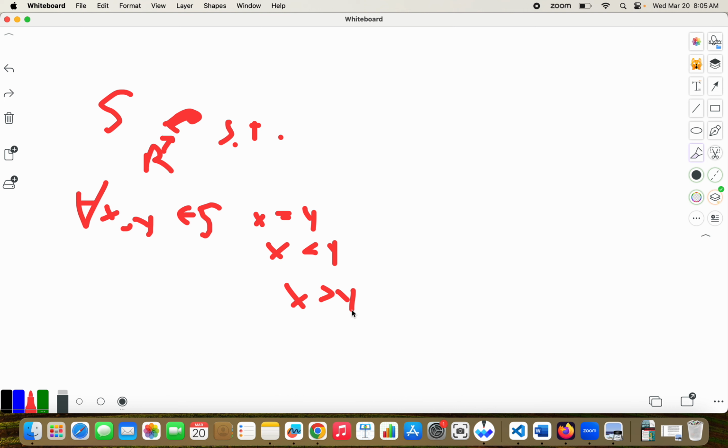So this is number 1. This must be one of the three things. And number 2: if x is less than y and y is less than z, then x is less than z. Transitivity.